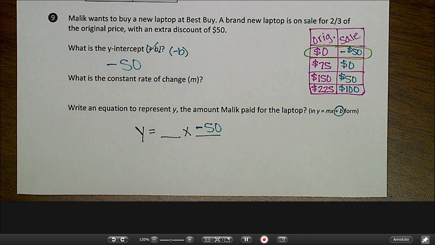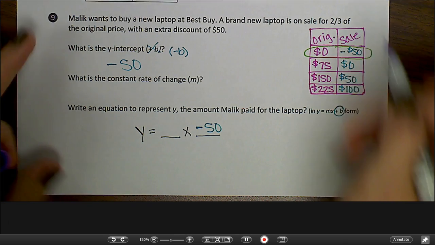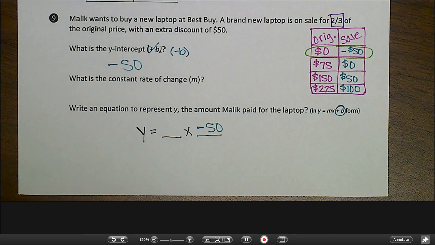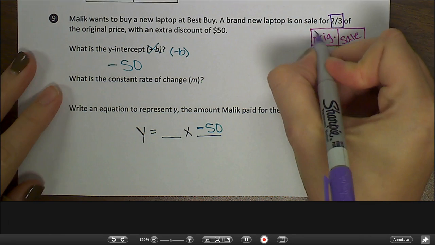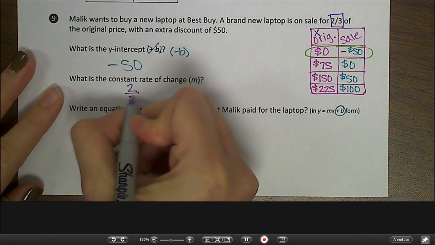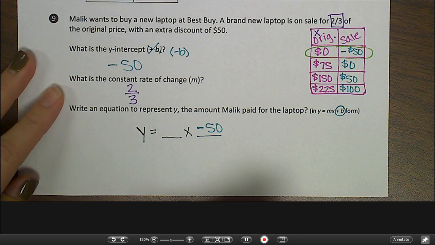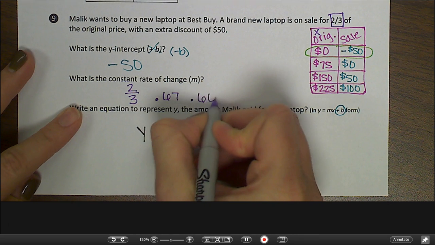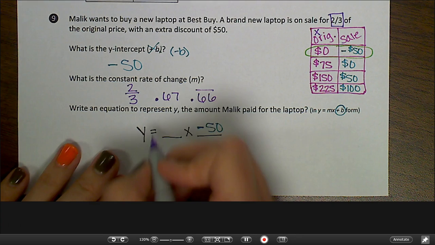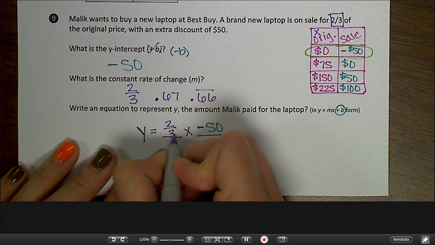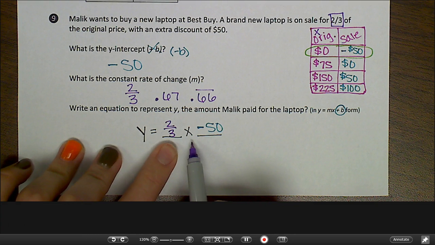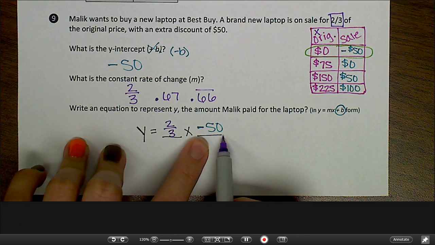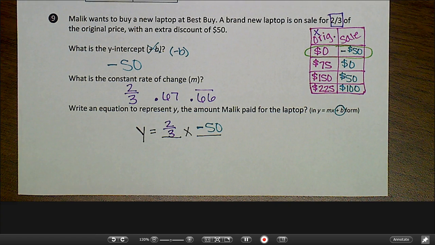The constant rate of change is 2/3, because it's 2/3 of the original price, or 2/3 times x, the original price. This could also say 0.67 or 0.66 repeating. So 2/3 of x, or 2/3 times the original price, minus $50 is what we're going to pay for the laptop.